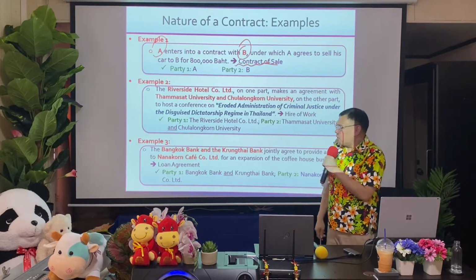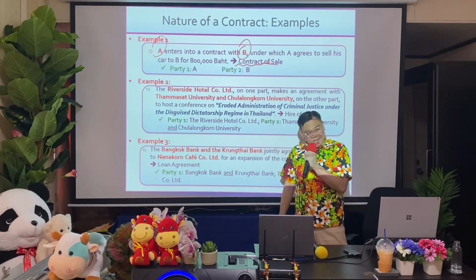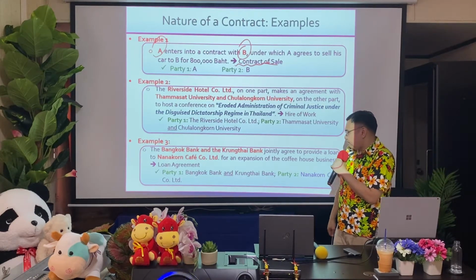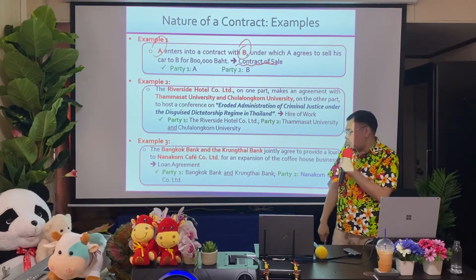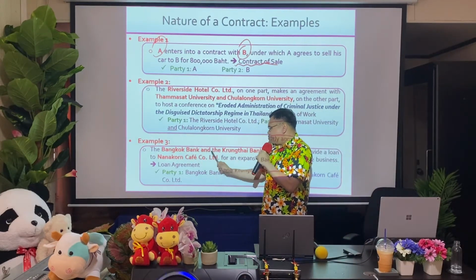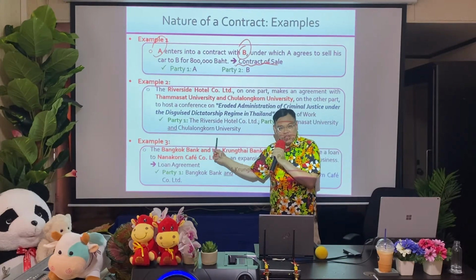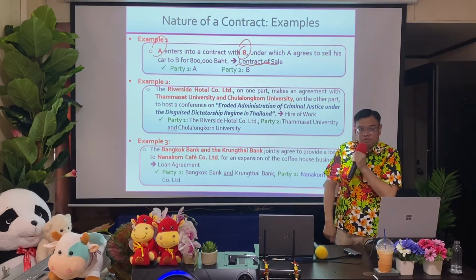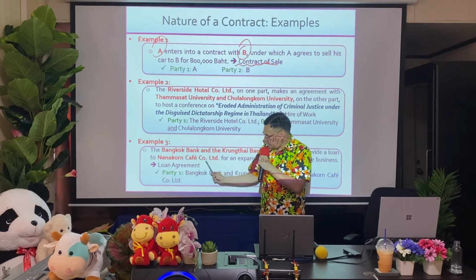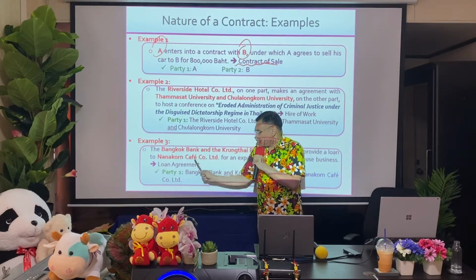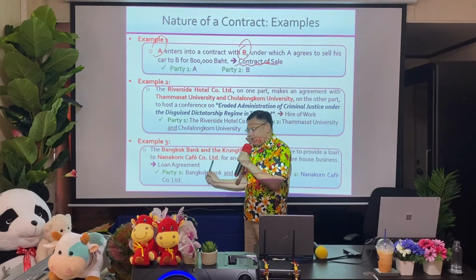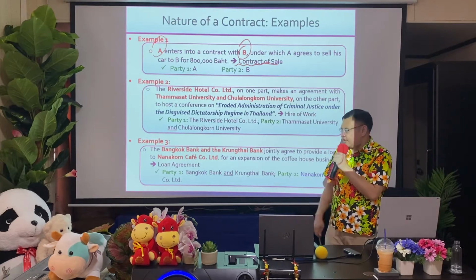Okay, and if we move on to example number three, we can also see a contract under which one of the parties consists of more than one person. In this example number three, it is a contract made by the Bangkok Bank and the Krung Thai Bank. These two banks get together in order to extend a loan. The two banks jointly extend a loan to, let's say, Nanakorn Cafe Company Limited. This company is in need of a loan, so the Nanakorn Cafe Company Limited makes the loan agreement with these two commercial banks.